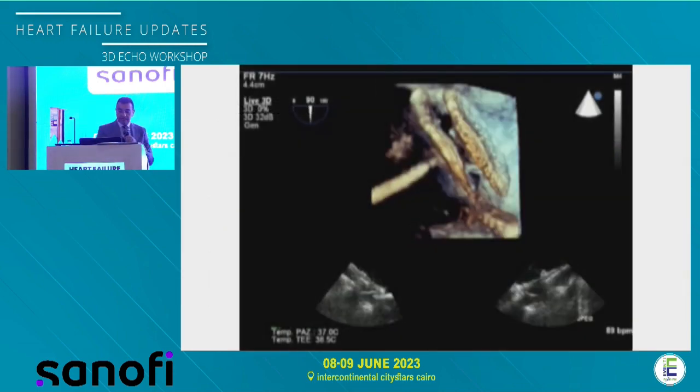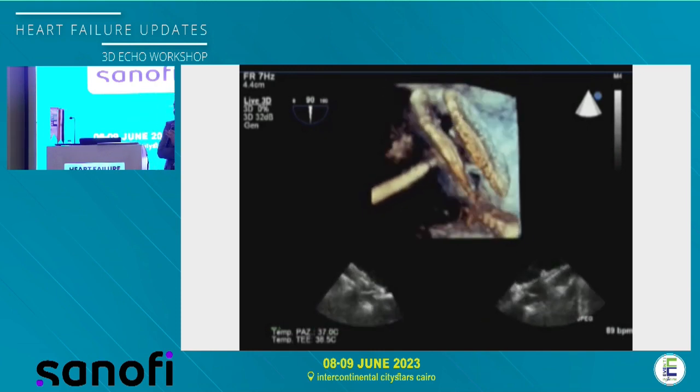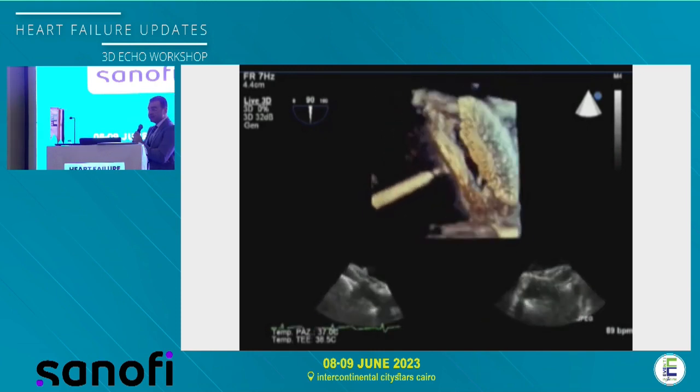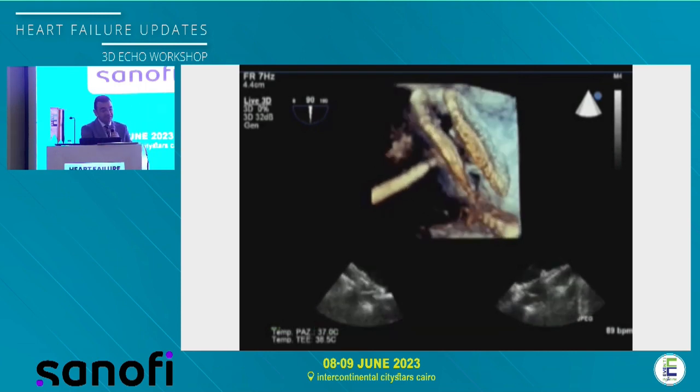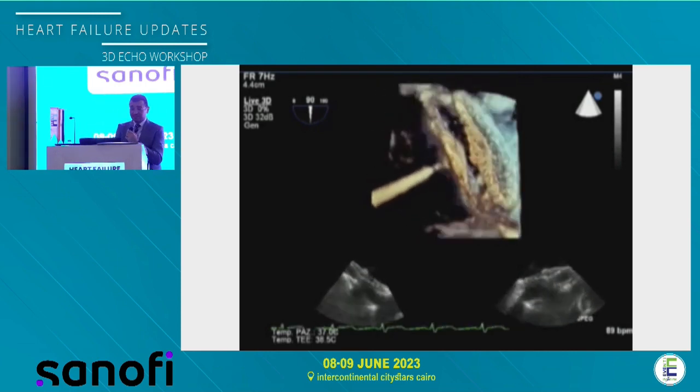Okay, and this is how it appears by the 3D echocardiography. Very clear. You are seeing the two discs clearly and the grasping and how it appears, and even you can see here with this good quality images the wires of the device itself, which is amazing.